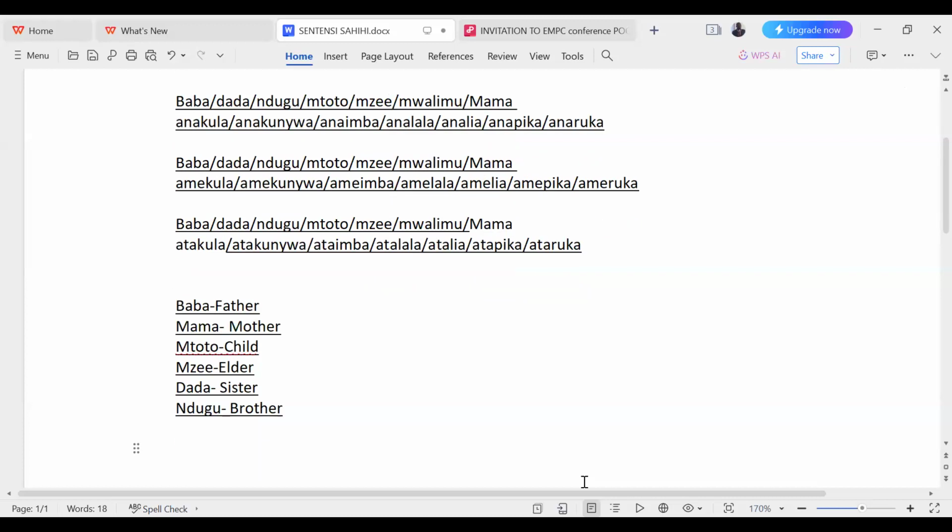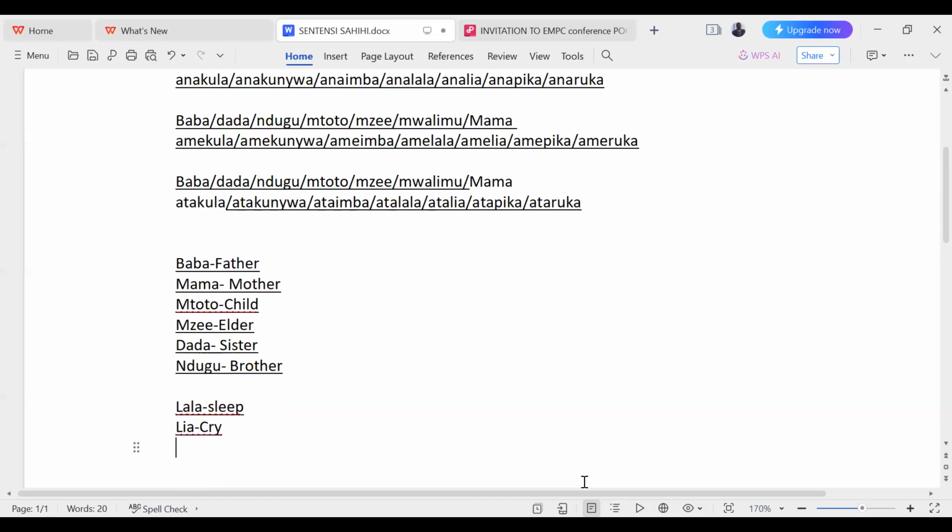So this is some of the simple, basic nouns you come across. These are names of people we want to refer to. So from these simple words, we could try to combine them with simple verbs we learned last time. Like for example, lala, which means sleep. Then there's lia, which means cry. Then there's pika, which meant cook.